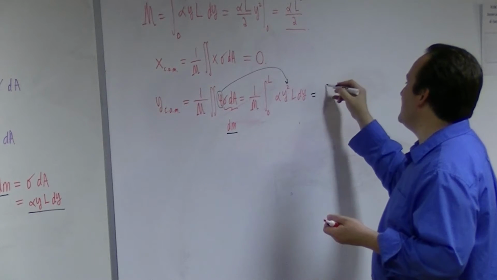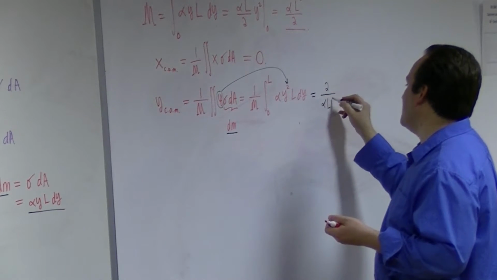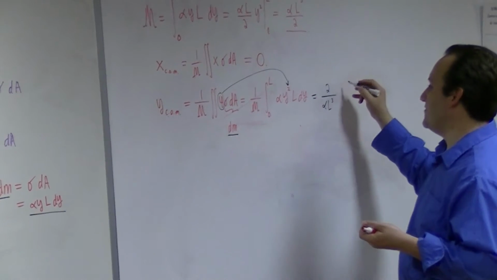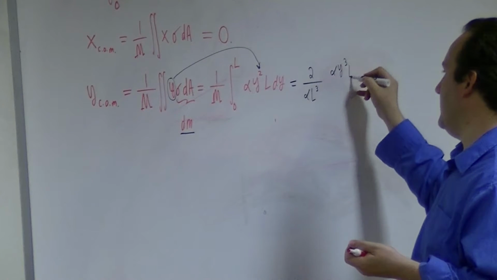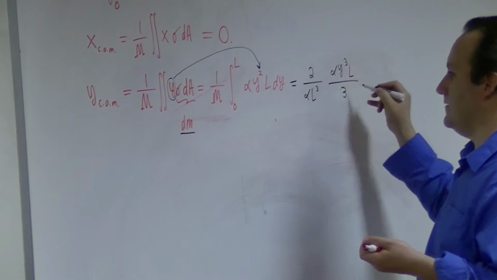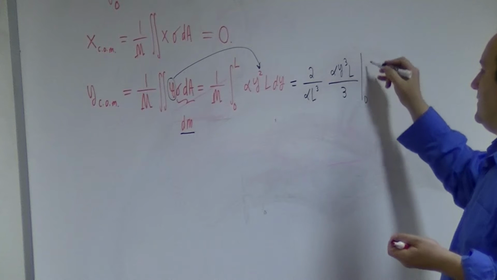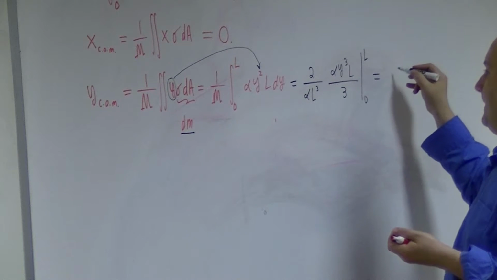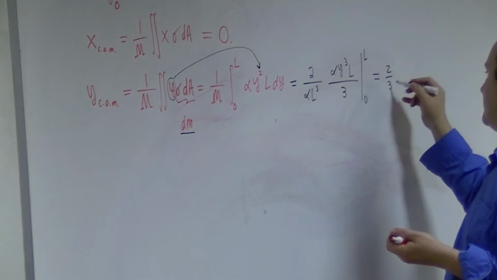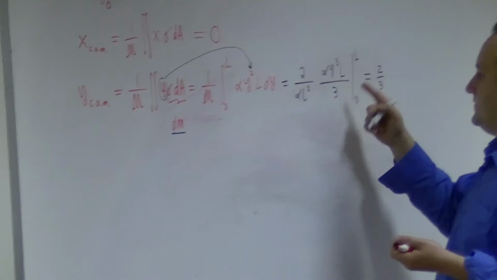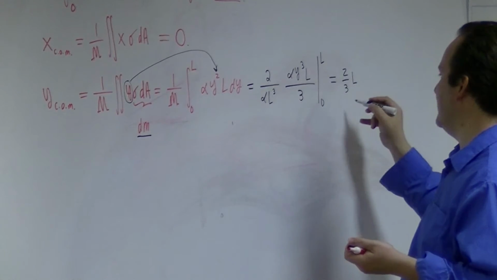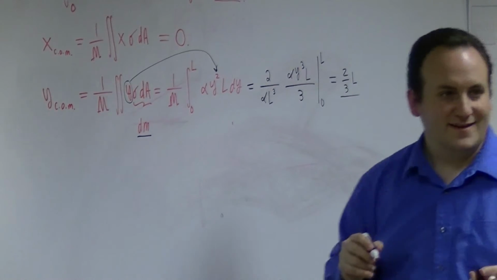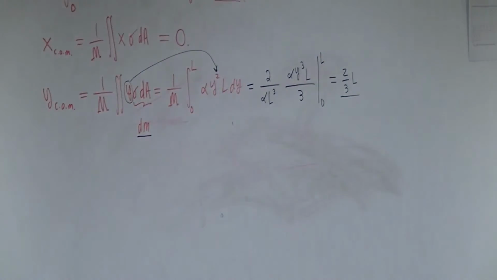Yeah, they're fine. Okay, so 2 over alpha L cubed times the integral. So this is alpha y cubed L over 3 evaluated from 0 to L. What do we get? 2/3, the alphas cancel, and we get L to the 4th over L cubed, which is L. Yep. So, as predicted, the center of mass is right about there.